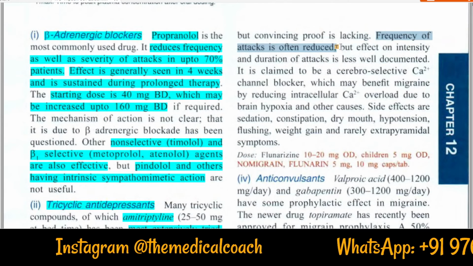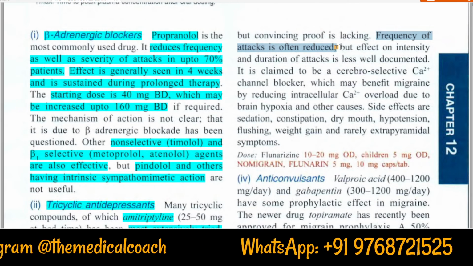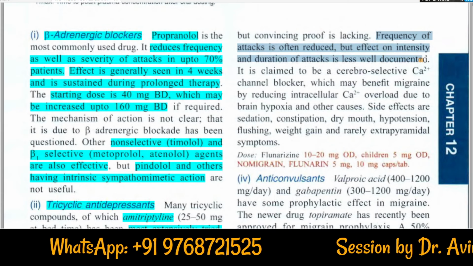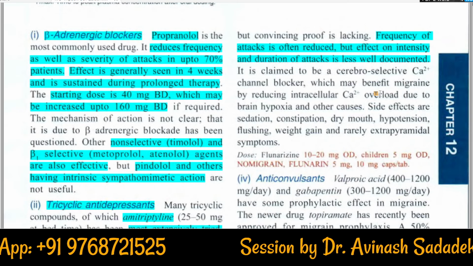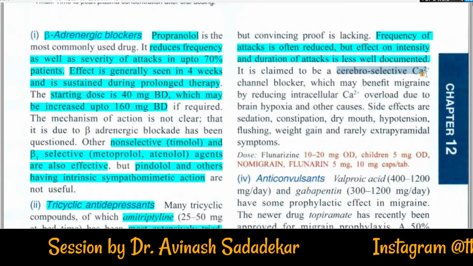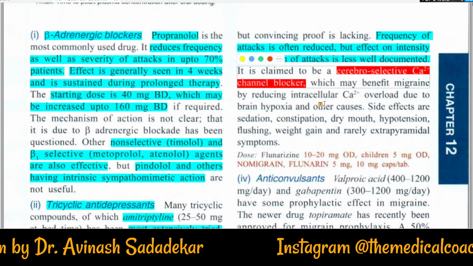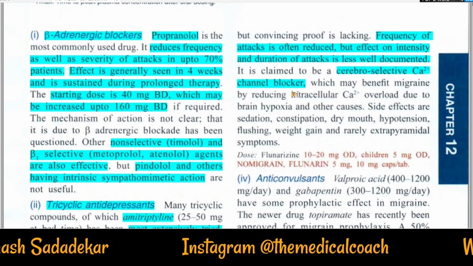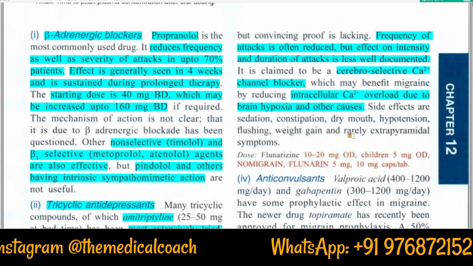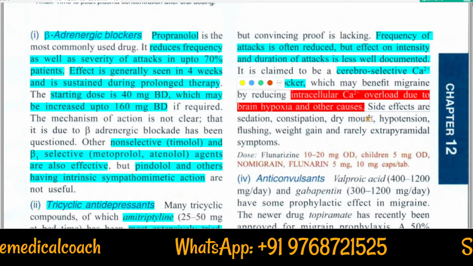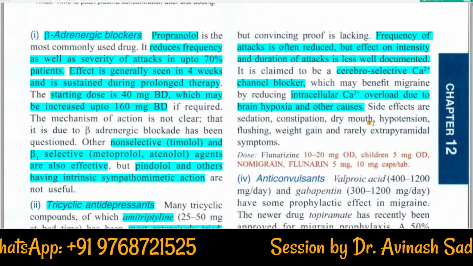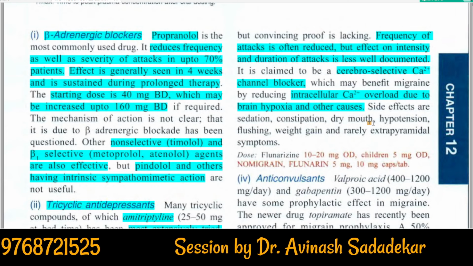The frequency of attack is reduced, but then again, the intensity, the duration, whether it changes, that we don't know. It is claimed to be a cerebroselective calcium channel blocker. So by reducing intracellular calcium overload that happens during brain hypoxia and many other causes, which causes that neurogenic inflammation, the calcium channel blocker actually prevents this intracellular overload. So neurogenic inflammation does not happen.